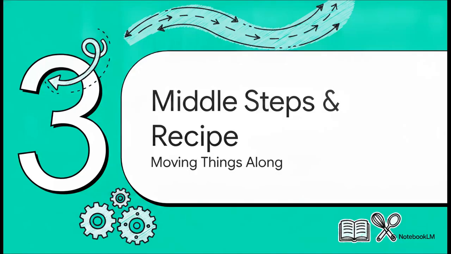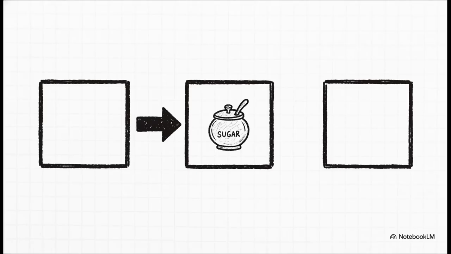All right, on to Section 3, Middle Steps and Our Recipe. Let's move things along. Once we've started our essay, we are right in the thick of it. We need to keep the momentum going. The word next shows the following step in a sequence, and it's absolutely perfect for instructions and processes. Check these out. Next, prepare the ingredients. Next, add the sugar to the mixture. Next, we will discuss the solution. Next, turn left at the traffic lights. Next, open the document. Next, gather information from reliable sources. It's short, it's punchy, and it tells you exactly what to do immediately after the last step.